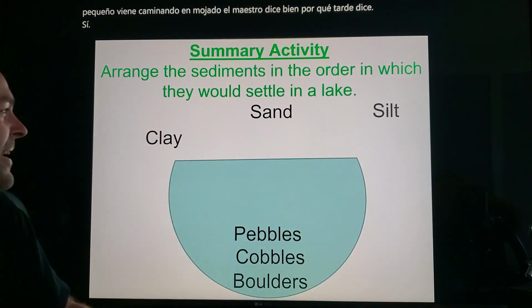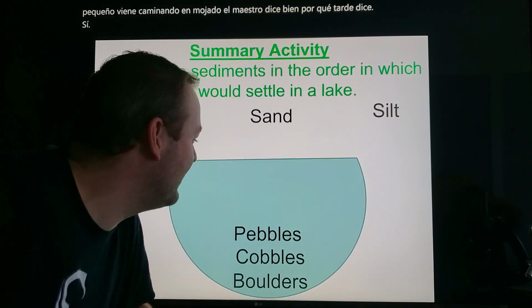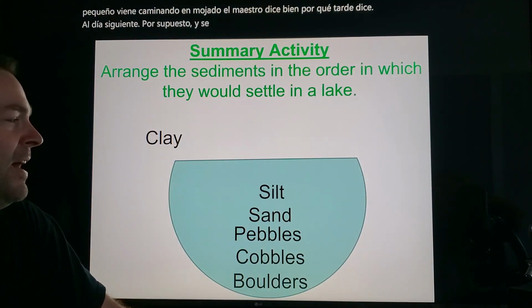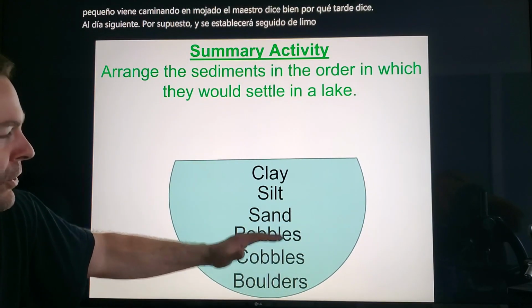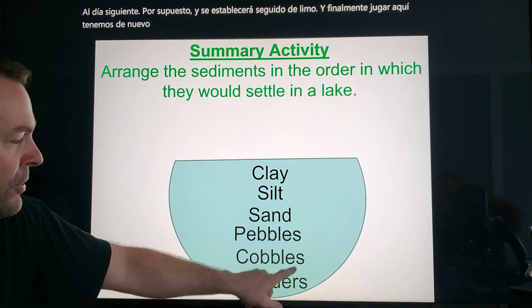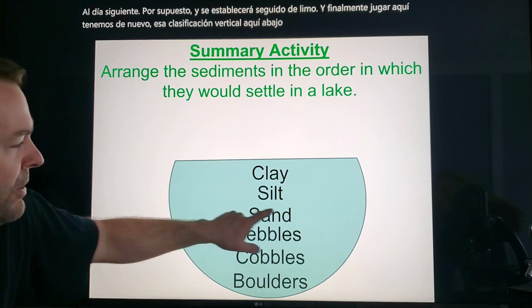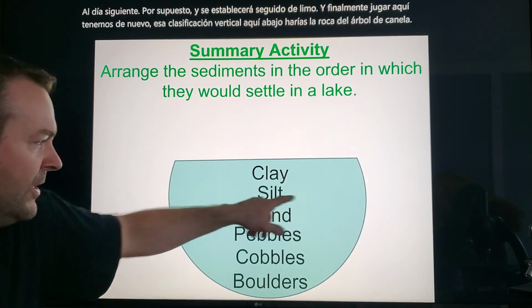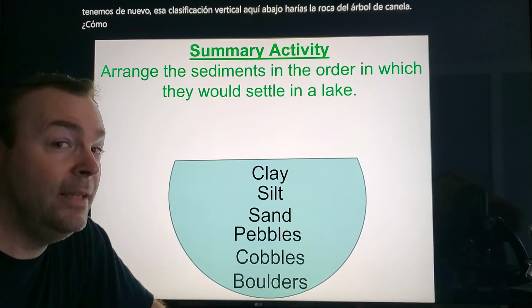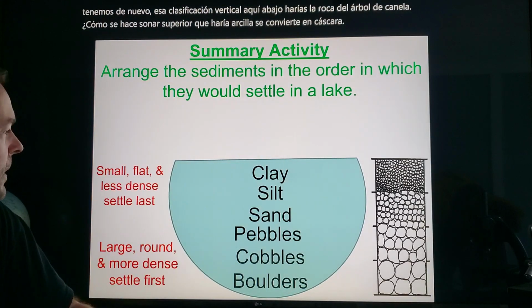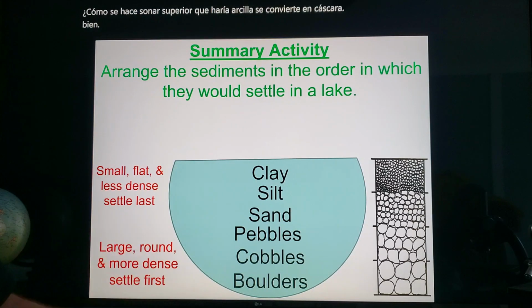All right, keep going. The next in line, of course, sand will settle, followed by silt, and finally clay. And here we have, again, that vertical sorting. Down here you would make the sedimentary rock conglomerates. Here you would make your sandstones. Here you would make your siltstones. And up top clay turns into shale. Good. All right, get your final notes down there. Small, flat, less dense at the top. Large, round, more dense at the bottom.